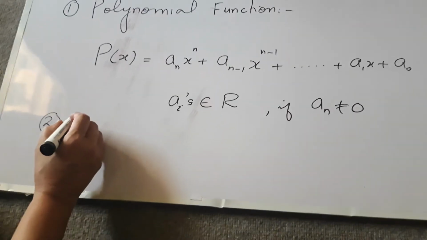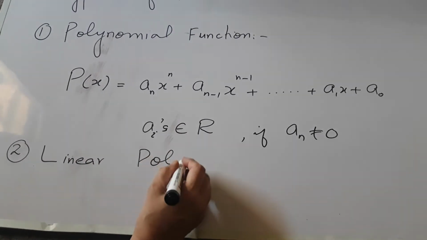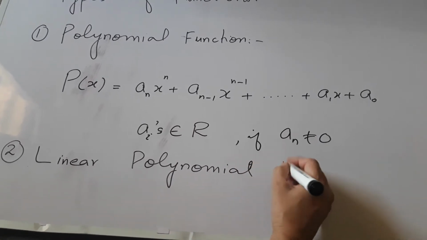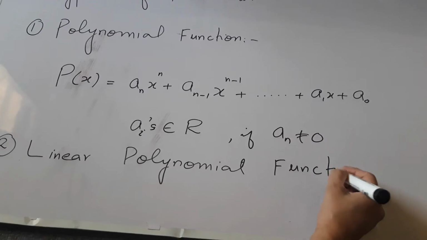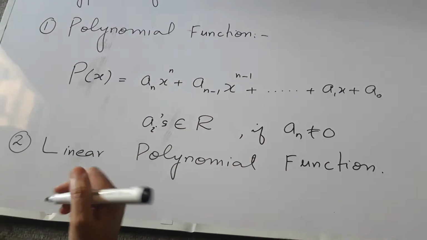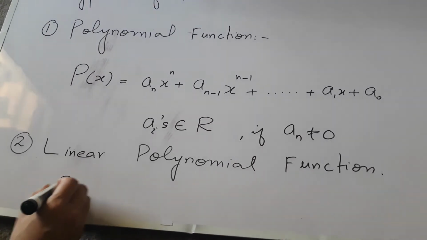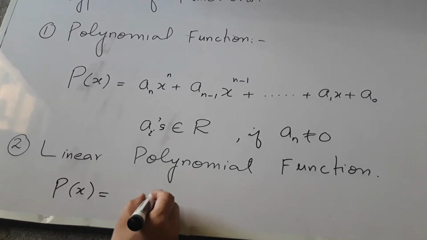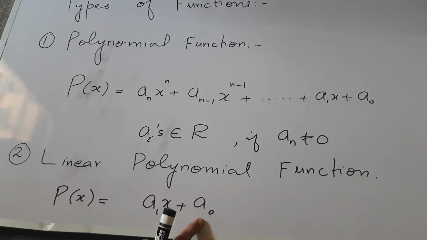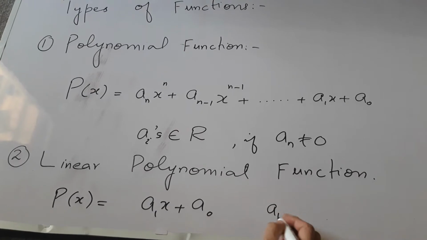Now we read the linear polynomial function. If the degree of this polynomial function is 1, this is called the linear polynomial function. That is, the linear polynomial function is of this type where a1, a0 are real numbers and the coefficient of x is non-zero.